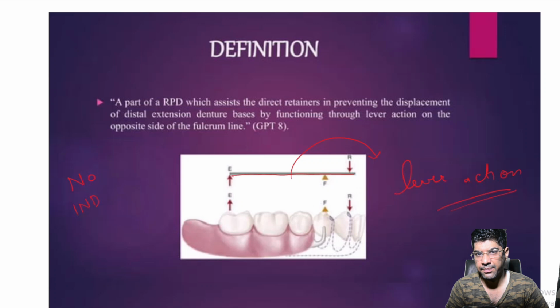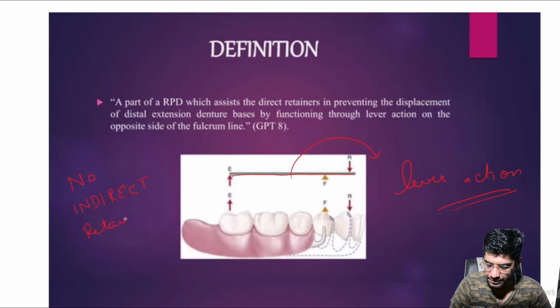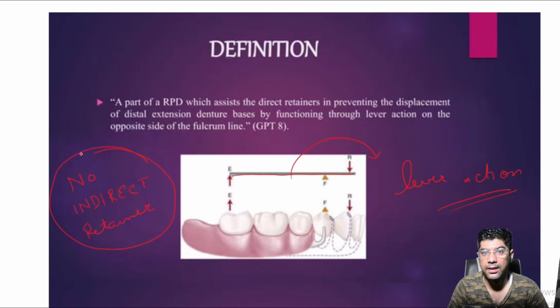So can anyone tell me what happens to the denture if there is no indirect retainer? So what would happen if there is no indirect retainer? Without an indirect retainer, the denture is more susceptible to rotational movements around the fulcrum line. So this can lead to instability and displacement of the denture, affecting its comfort and the function.